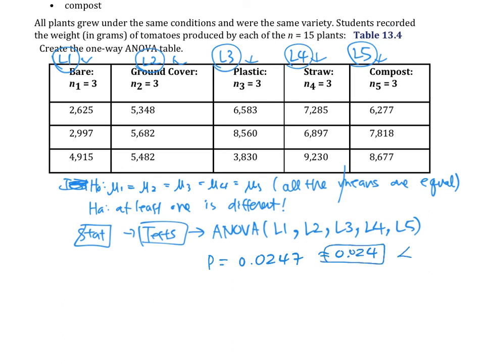Again, this is less than alpha. Alpha is not given, so I'm going to assume it's 0.05. That means I reject H naught. Our samples are unusual, so I reject H naught. That means we support HA. So if the claim was that they all have the same mean, then I'm going to reject the claim. If the claim says at least one is better or worse and different, then I'm going to support the claim.